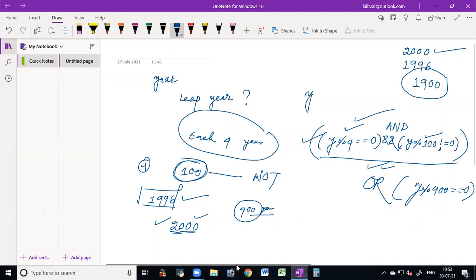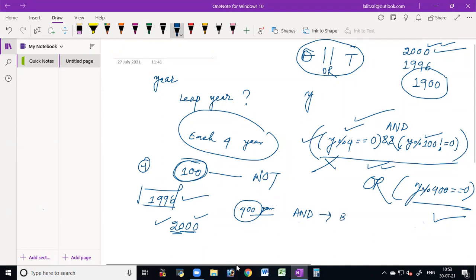That's why 2000 is a leap year. It is divisible by 4 and divisible by 100, so this condition becomes false. But this condition is true. So when one condition is false and another condition is true, and we are using the OR operation, then it is true. Because in case of OR operation, if any one is true, it is true. But in case of AND operation, if both are true, then it is true.